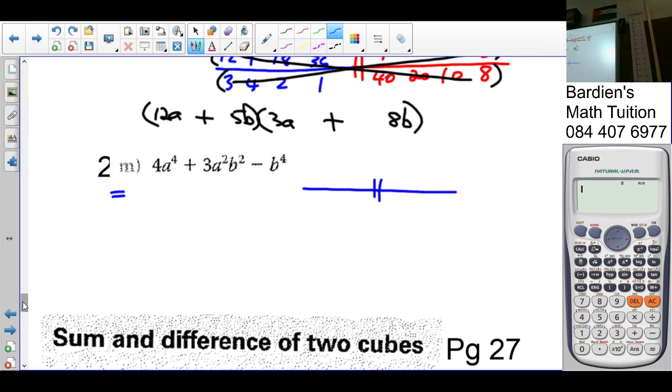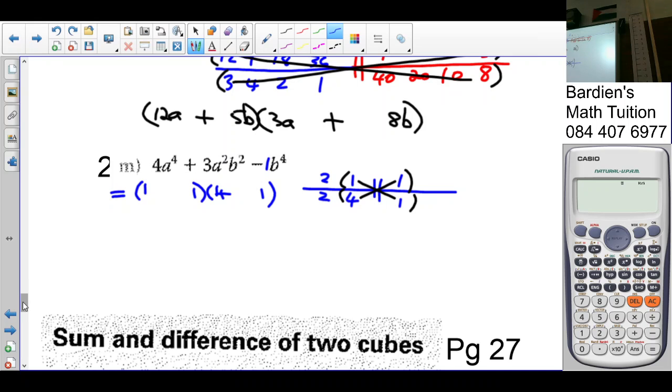What are the factors of 4? 1 and 4. 2 and 2. What are the factors of 1? 1 and 1. Do we add or subtract our products? Subtract. Okay. So 1 times 1 is 1. 1 times 4 is 4. You subtract it, you get 3. And that's what I want. So it's a 1 and a 1, a 4 and a 1.